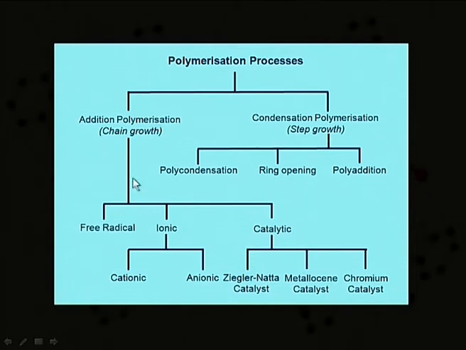Now, addition polymerization is further of three types, that is free radical, ionic and catalytic. Ionic polymerization is further of two types, that is cationic and anionic. Now, condensation polymerization is further of three types, that is polycondensation, ring opening polymerization and polyaddition. The third type of addition polymerization is catalytic, which is further of three types: Ziegler-Natta catalyst, metallocene catalyst and chromium catalyst. These are the catalysts by which we can form different kinds of polymers, which are known as addition polymers.